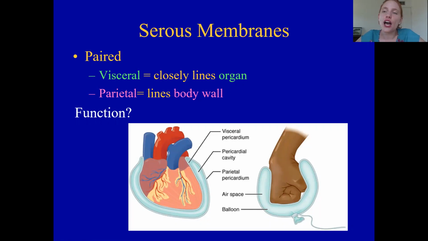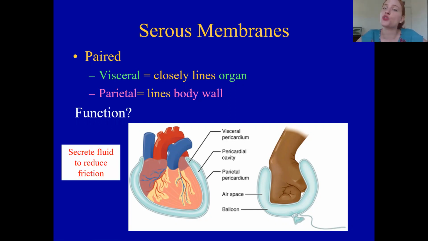Okay, so lining your organs and lining the walls of the cavities are serous membranes. And those serous membranes secrete a fluid that's called serous fluid. And the function of that serous fluid is to create a little bit of lubricant so that you have less friction. So for example, lining the outside of the heart is a membrane called the visceral pericardium. And then lining the cavity surrounding it, the pericardial sac, would be the parietal pericardium.